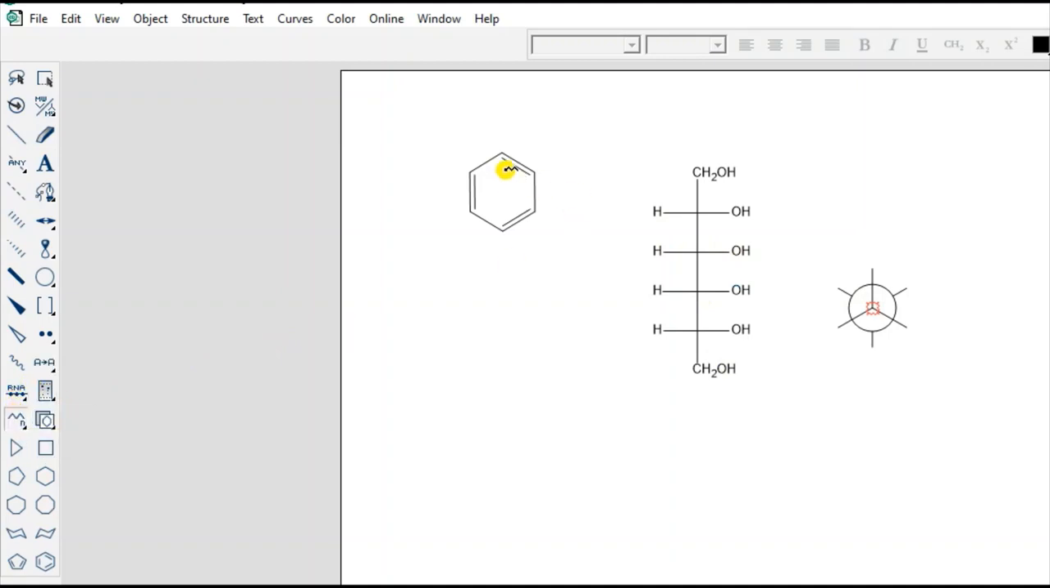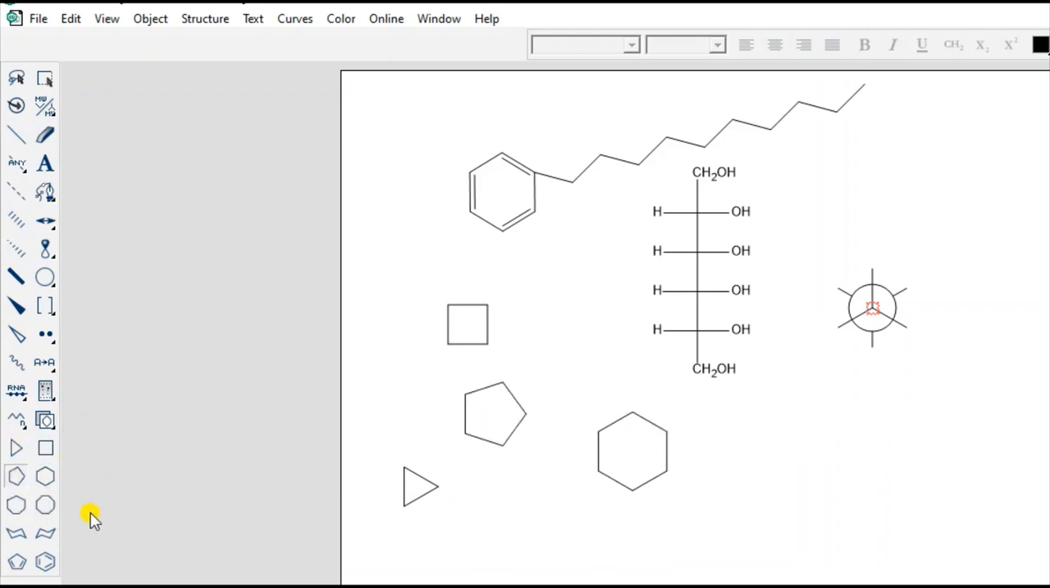So next is chain structure. It is used to draw the chain form of bonds. So it is pentane, hexane, heptane, octane, nonane, and decane. Next, at the end there are several structures. These are cyclobutane, this is cyclopropane, and this is cyclohexane. Cyclopentane. So these structures are available, and we can easily write them because they are used for several purposes.